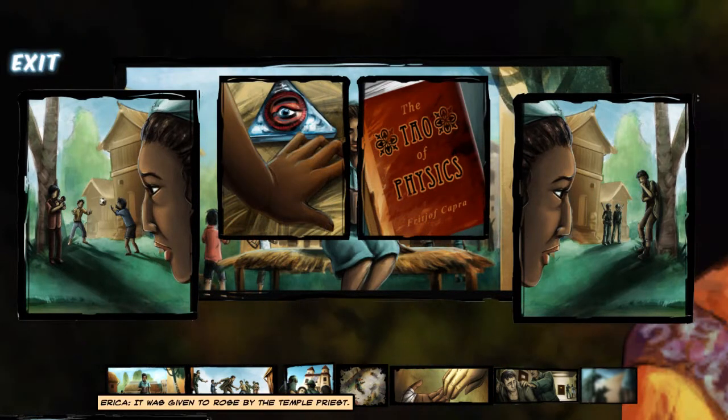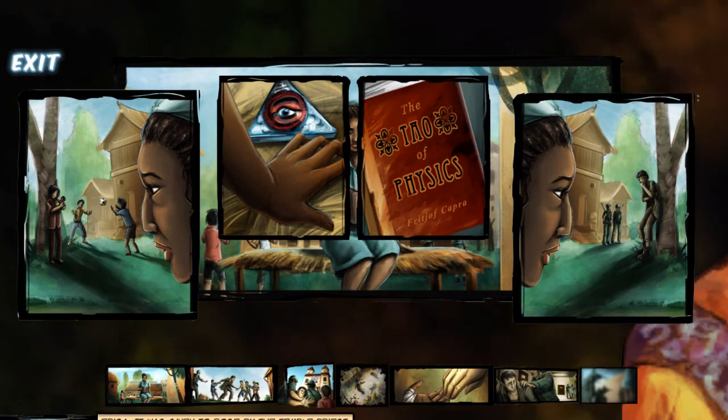It was given to Rose by the temple priest.